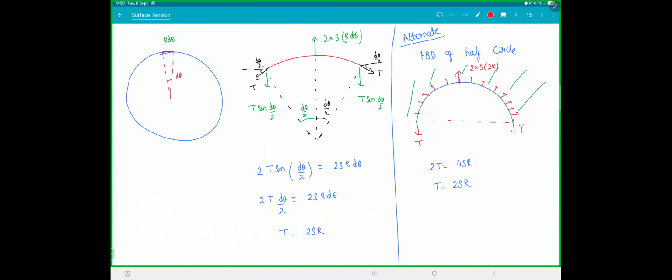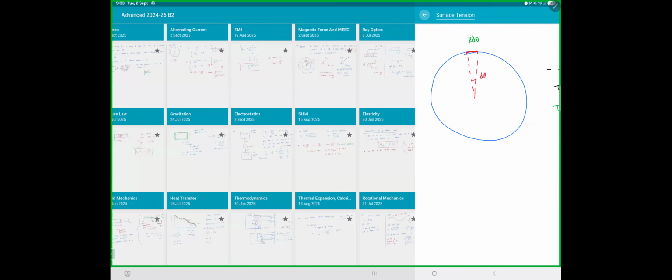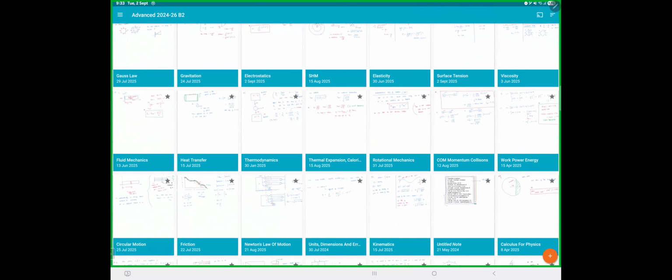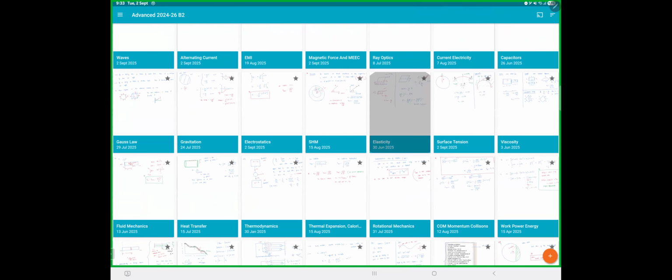Dekho, this is another chapter. Again, same story. 2T sin(dθ/2). You got something else here instead of centrifugal force. This is the second thing. If I show this in elasticity, because you'll keep seeing more weird ones, and this will never stop.